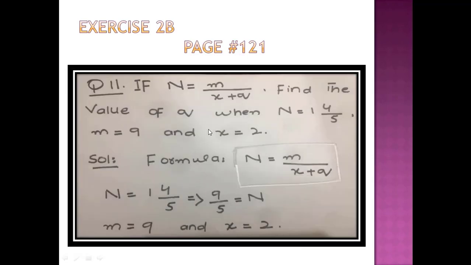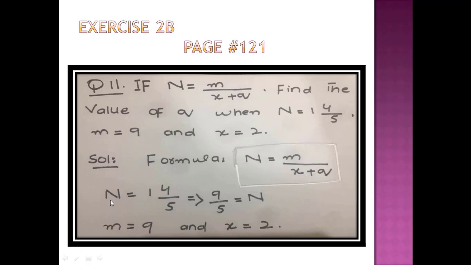Now in the next question, that is question number 11, if n is equal to m divided by x plus q, find the value of q when n is equal to 1 and 4 over 5, m is equal to 9 and x is equal to 2. Solution, first of all we have a formula, that is what? n is equal to m divided by x plus q.